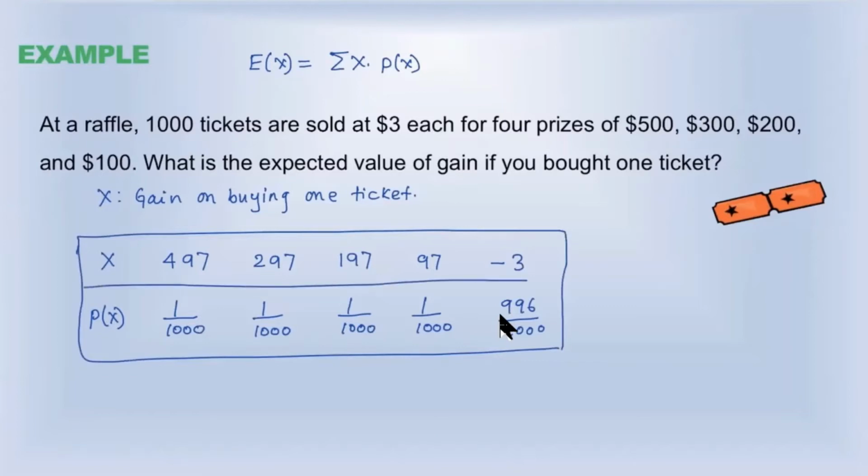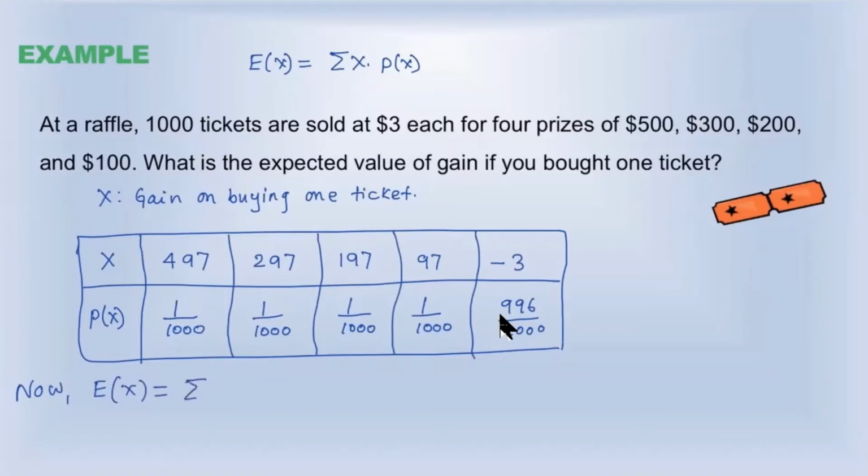So once we have the probability distribution, we know how to find the expected value. Just buying 1 ticket, what is the average loss? If you want to find the expected value, our formula is the sum of x times P of x. So we have to multiply these 2 values and add them together. If you multiply 497 times 1 over 1,000, it is the same as 497 times 1 divided by 1,000.